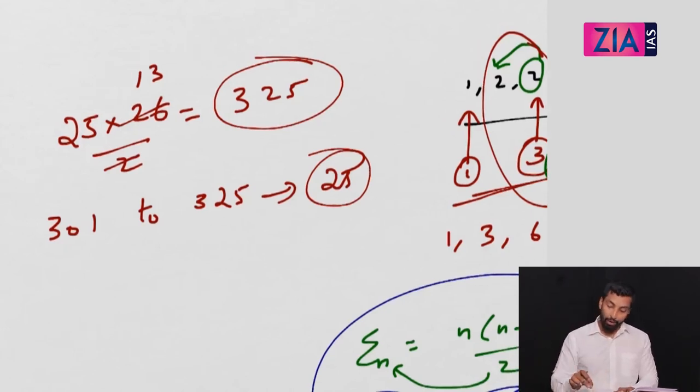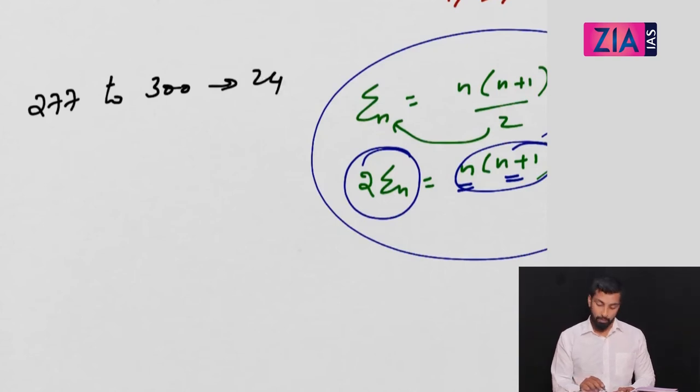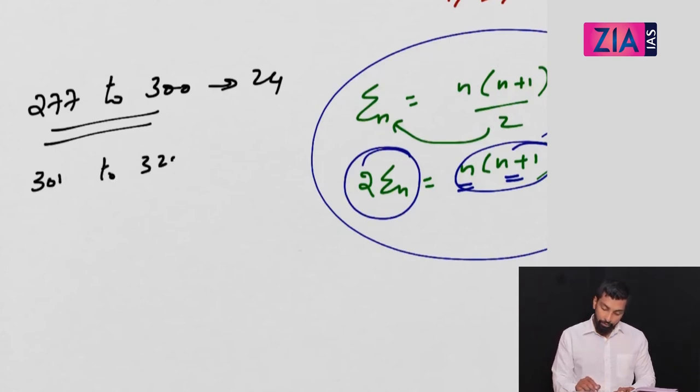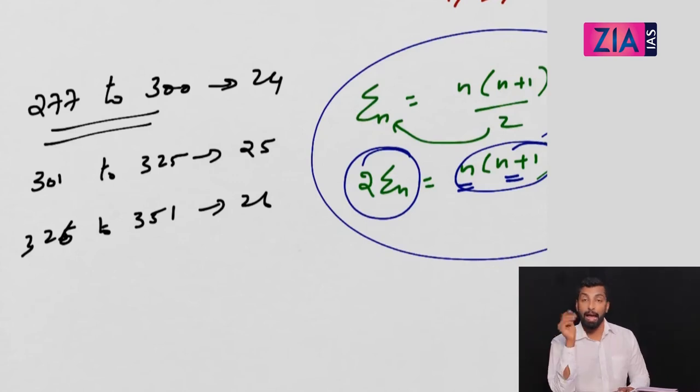So what I can conclude now from this: 277 to 300, what will be the answer? 24. Be it any term from this, the answer is 24. 301 to 325 will be 25. 326 to 351 will be 26, because sigma 26 is 351 and previous 26 will be 26. I hope you understood this, right?